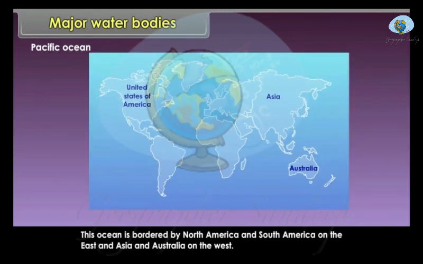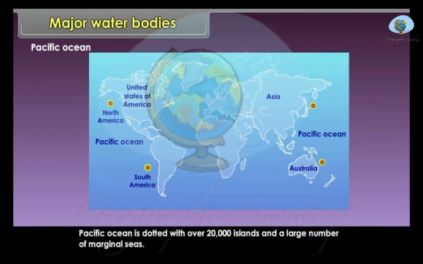This ocean is bordered by North America and South America on the east and Asia and Australia on the west. Pacific Ocean is dotted with over 20,000 islands and a large number of marginal seas.